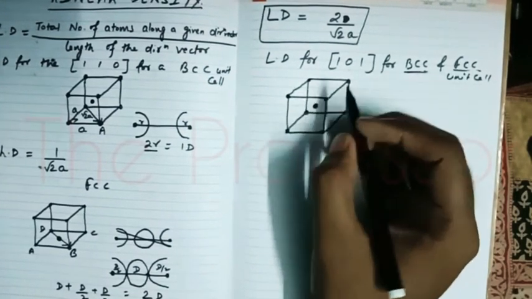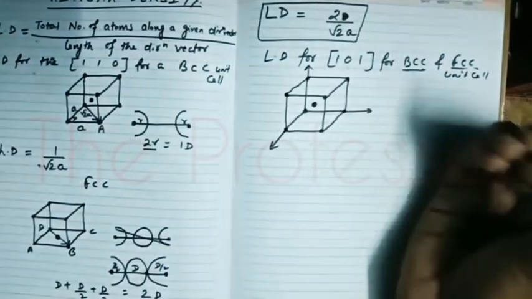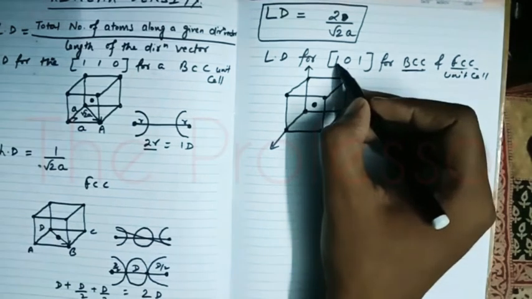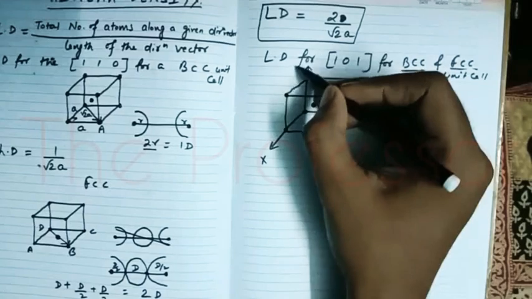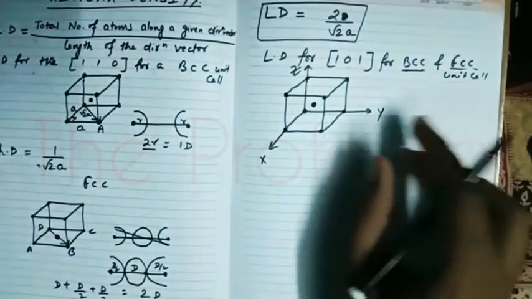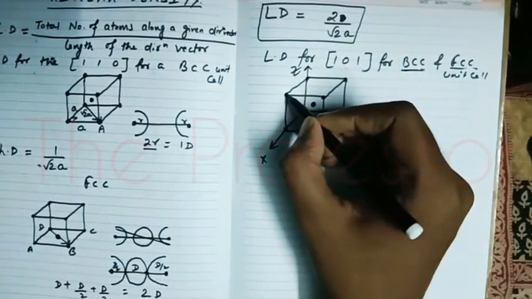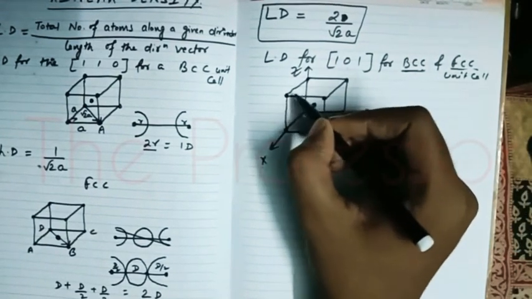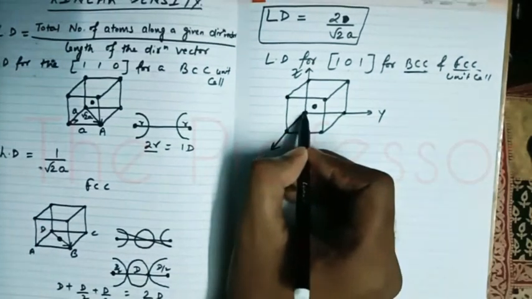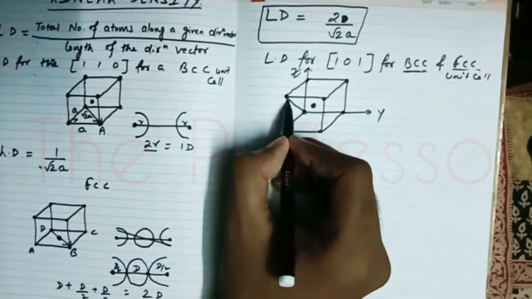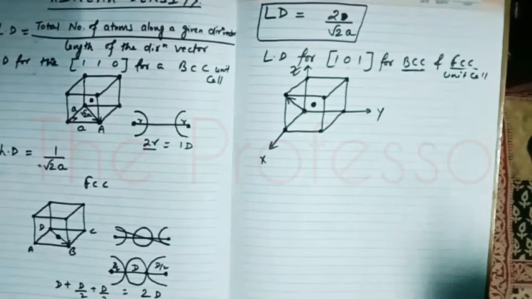Why? Because along x direction, along y direction, and along z direction, see, we have one projection along x direction, right? This is x, this is y, and this is z. Along y direction we don't have any projection, right? And along z direction we have one projection. So we are going to have this point. Okay, we are given the direction vector of this particular point. So first of all, let us draw the direction vector, right? Now we have to calculate the linear density for this direction vector.